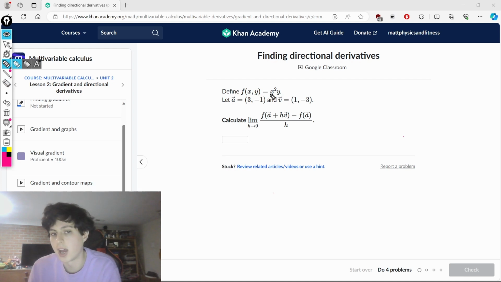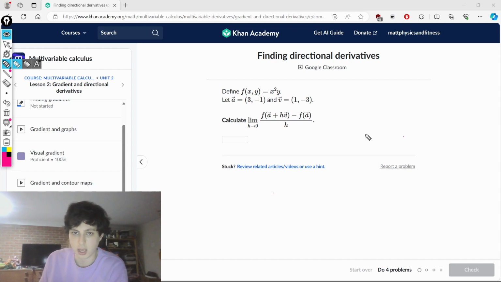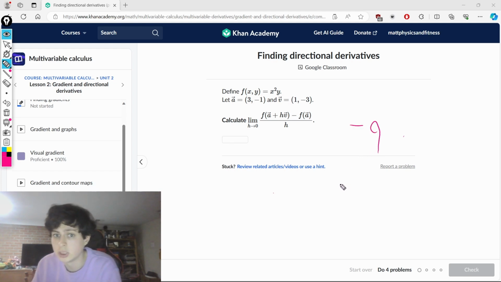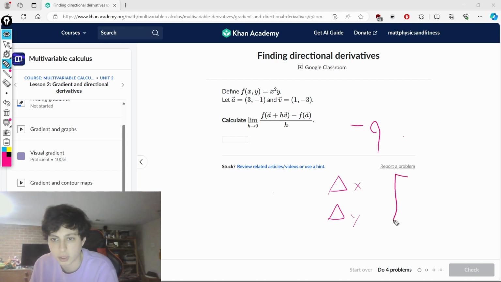So first, let's try to just find this value at 3, negative 1. Why not? And it's 3 squared is 9 times negative 1. We're going to start with negative 9. I don't know. I just don't know. And now plus h of v, limit as h goes to 0. The limit as h goes to 0 is what makes me think we're taking a directional derivative here. We know, let's put it into the delta x and the delta y. Let's put it into that little matrix he showed us earlier.